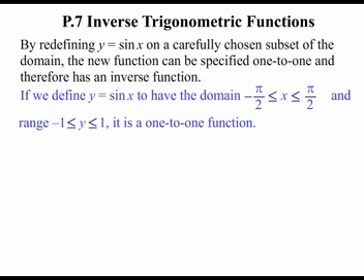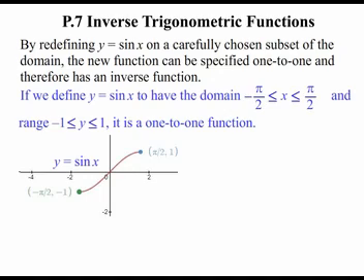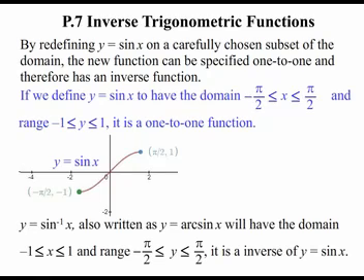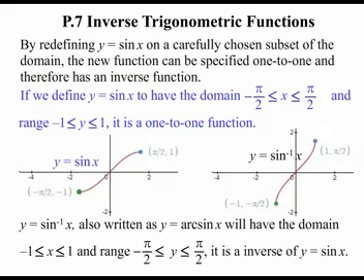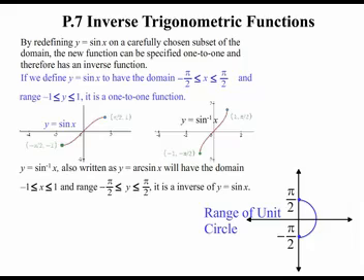So if we define y equals sine x to have the domain from negative pi over 2 to pi over 2 and range from negative 1 to 1, it is a one-to-one function. And there you see the graph where it's a one-to-one function, therefore it has an inverse. The inverse will have the domain and range switched around. And there you see the graph of y equals sine inverse of x. On the unit circle, our answers are going to range from negative pi over 2 to pi over 2 because we're only in the first and fourth quadrants for those values.